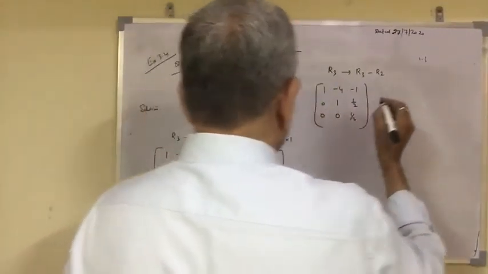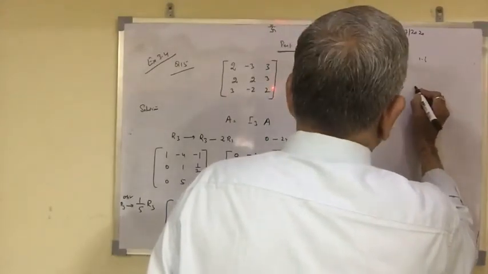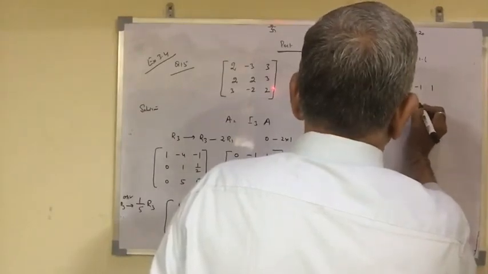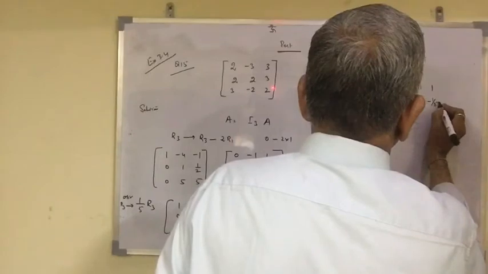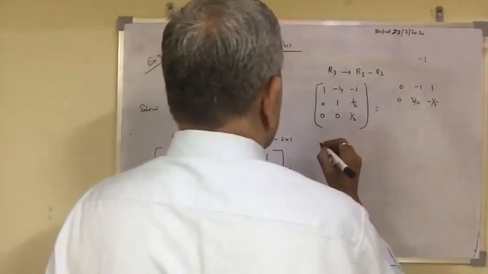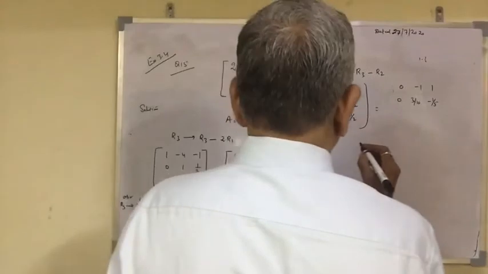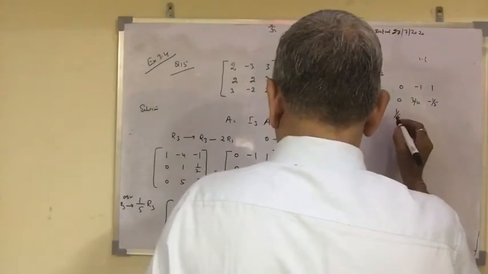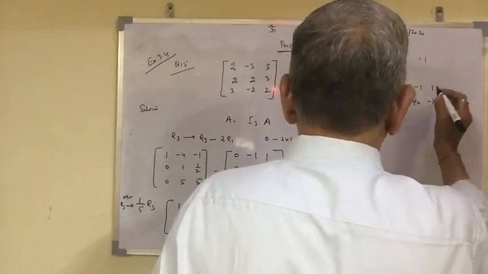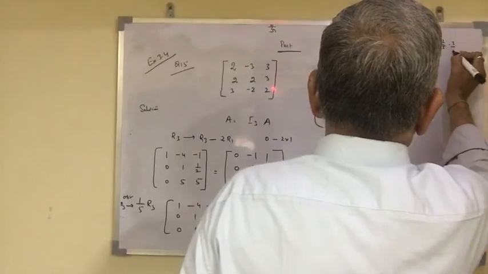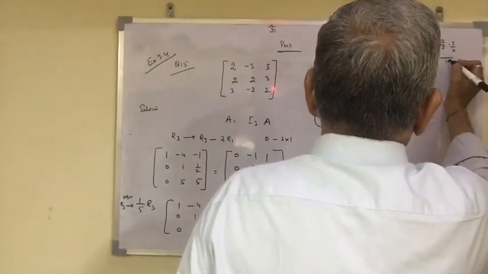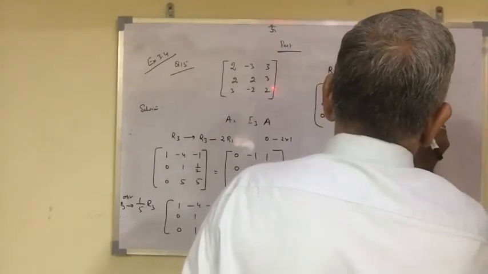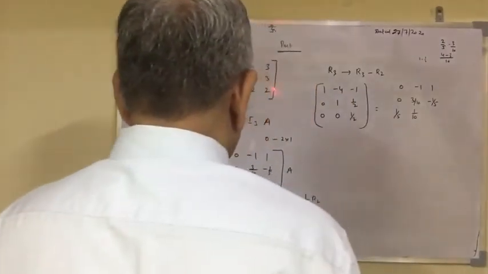On the right hand side you would get 0, minus 1, 1, 0, 3 by 10 and minus 1 by 5, and this gives you R3 minus R2. So 1 by 5 minus 0 gives you 1 by 5 itself. This gives you 2 by 5 minus 3 by 10. With LCM 10, 2 by 5 is 4 by 10, minus 3, so 1 by 10 is left.